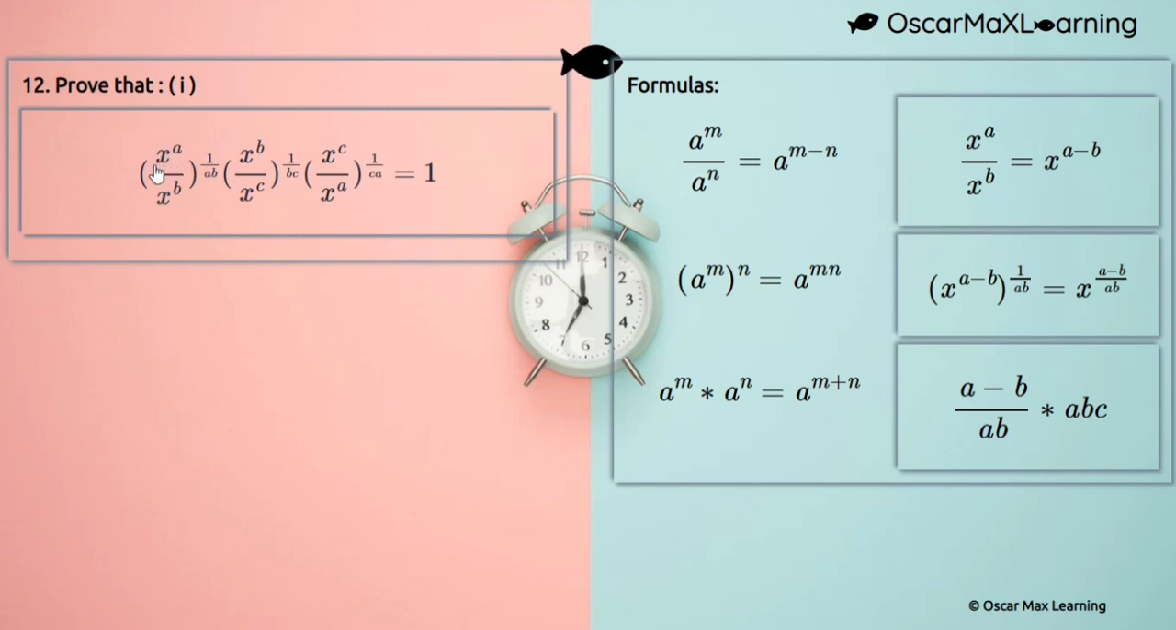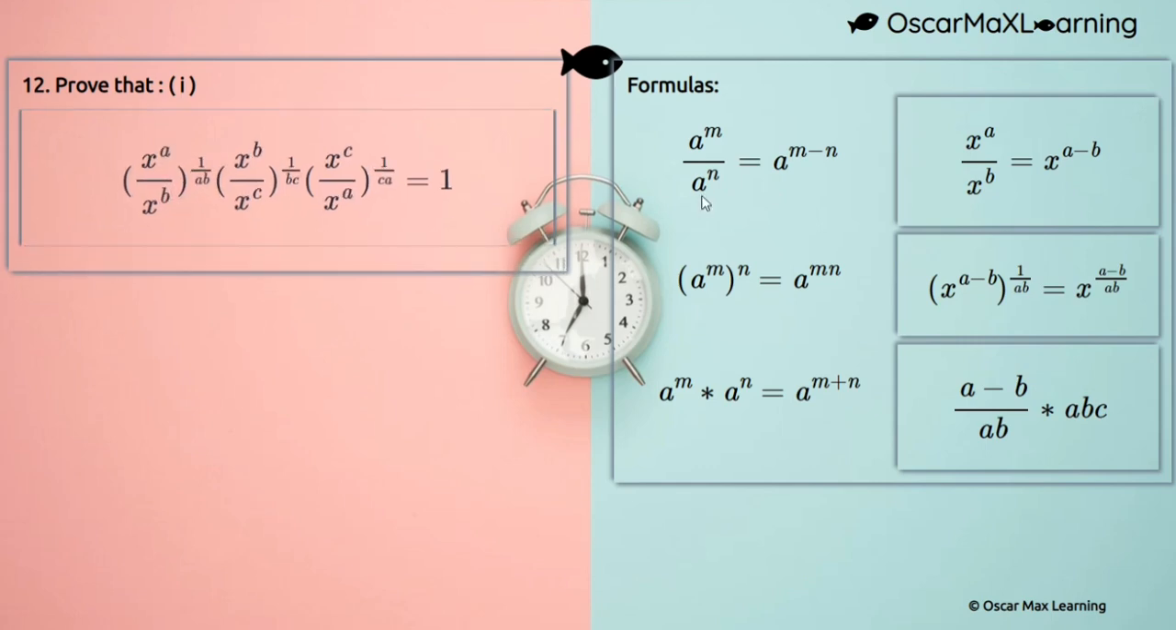First let me solve the terms which are inside the brackets, that is x to the power a divided by x to the power b. This is similar to the formula a to the power m divided by a to the power n. What will be the result? I need to subtract the powers. So the base is a and I need to subtract the powers, that is m minus n.